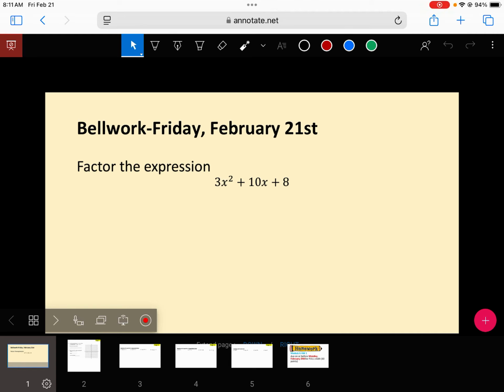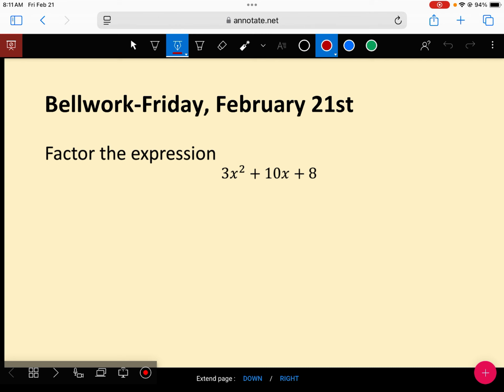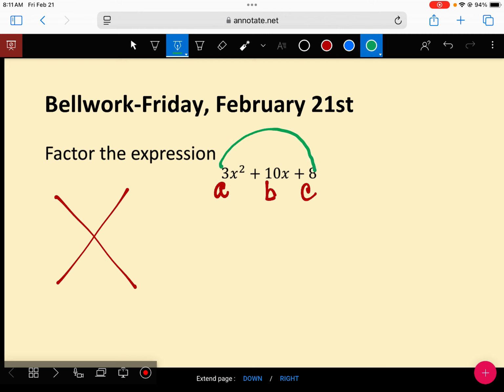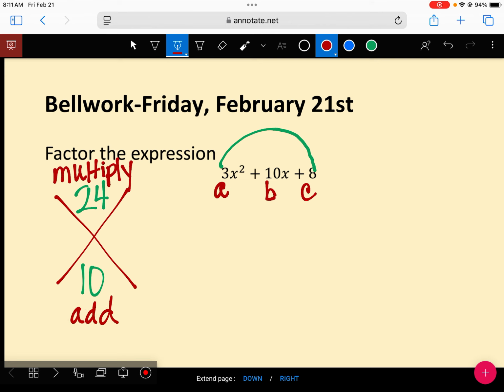We have a unit that has a lot of factoring in it, so we're just going to practice and remember how to factor. So we have our A, B, and C. Go ahead and make your X. At the top of the X is always A times C, which will be 24. At the bottom of the X is 10. So I want you to try to figure out what two numbers would multiply to give you 24 and add to 10.